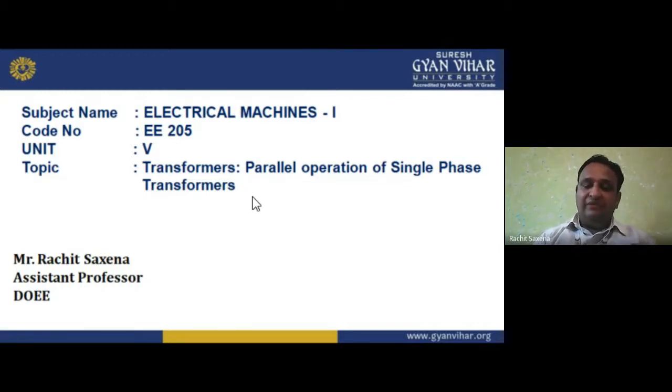So Eb we require with the help of this generated EMF equation, where phi is the flux, Z is the armature number of conductors, P is the number of poles, and A is the number of parallel paths, which depends on the armature winding. If it is lap, A is equal to P. If it is wave, then A is equal to 2.